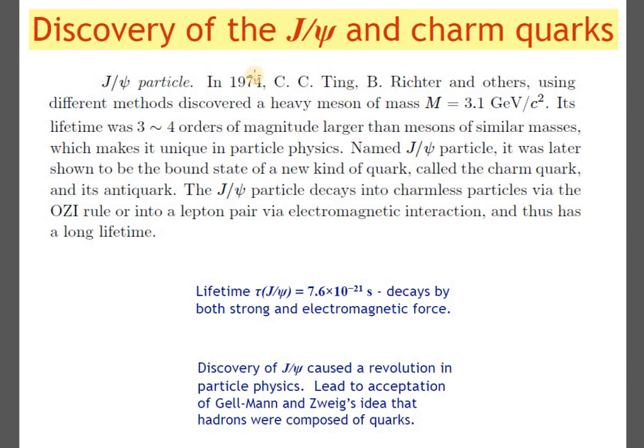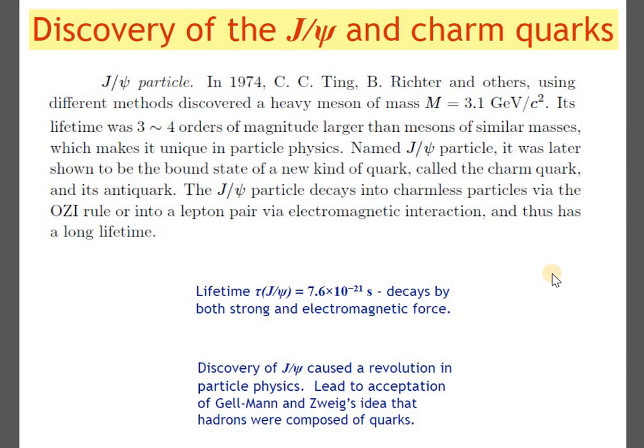Well, in 1974, Ting, Richter and various others, using different methods, discovered a heavy meson of mass approximately 3 GeV per c square. Its lifetime was 3 to 4 orders of magnitude larger than mesons of similar masses, and this makes it unique in particle physics. Named J or psi, it was later shown to be the bound state of a new kind of quark called the charm quark and its anti-quark.